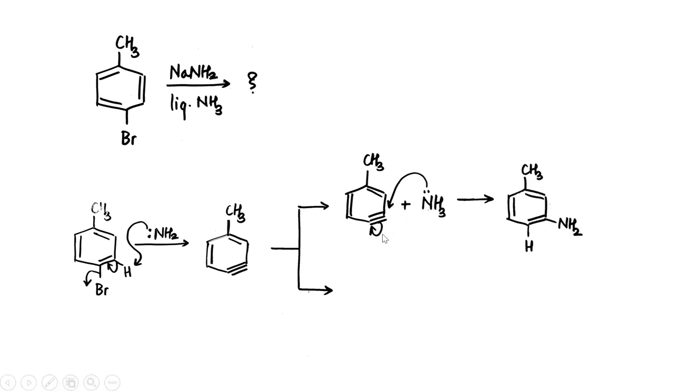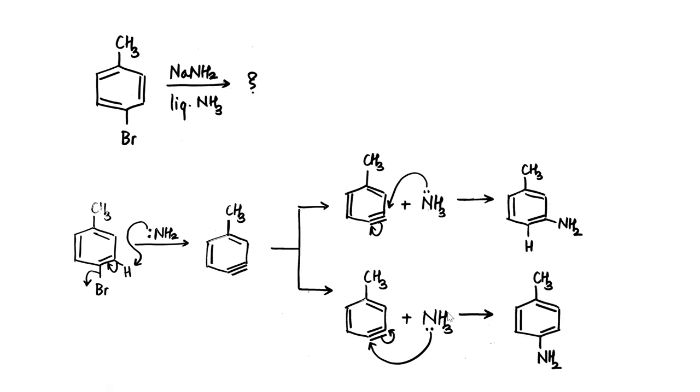And in the second condition, if this NH3 attacks at this para position, then after attack at the para position, electrons will shift here, negative charge will be here, and that negative charge will abstract one hydrogen from this NH3. You will get the simple para product.